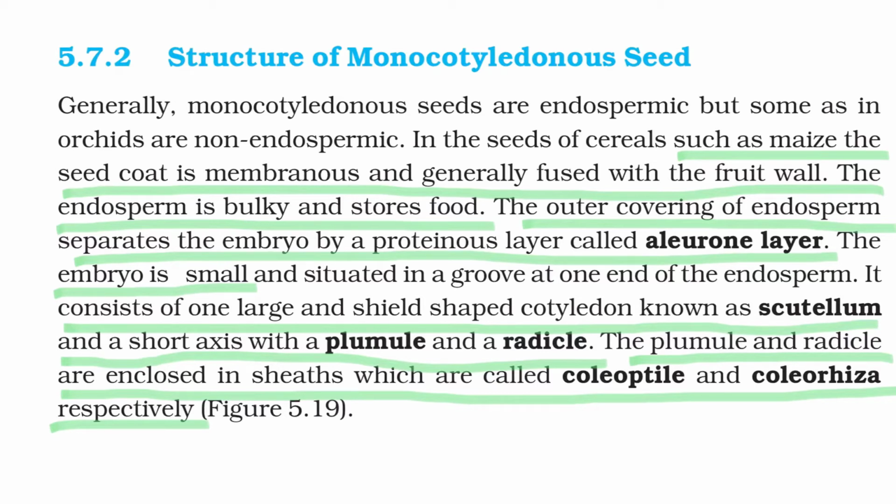Then the outer covering of endosperm separates the embryo by a proteinaceous layer called aleuron layer, where protein granules are stored. The embryo is small and situated in a groove at one end of the endosperm. It consists of one large and shield shaped cotyledon known as scutellum and a short axis with plumule and radicle. The plumule and radicle are enclosed in sheaths known as coleoptile and coleorhiza respectively. So plumule is protected by coleoptile and radicle is protected by coleorhiza.